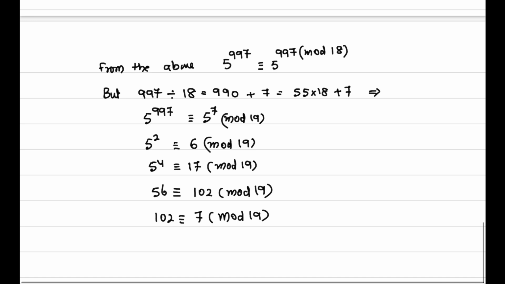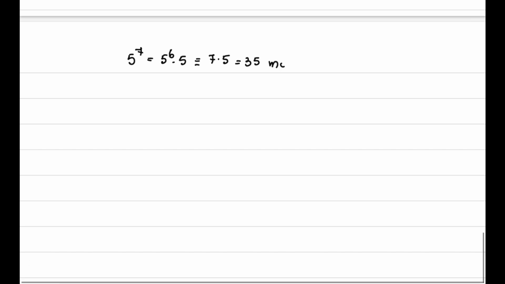The procedure how to calculate all these things I have given in the previous lectures. Please follow them. 5 to the power of 7 is equal to, because I don't want to repeat the same and make this video very long, 5 to the power of 6 into 5, that is equivalent to 7 into 5, that is equal to 35 mod 19. These are all simple things.